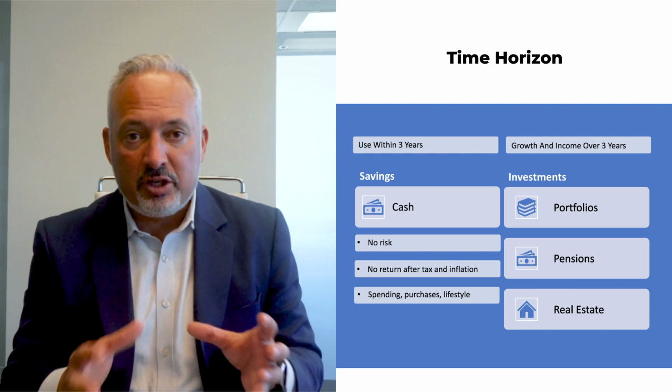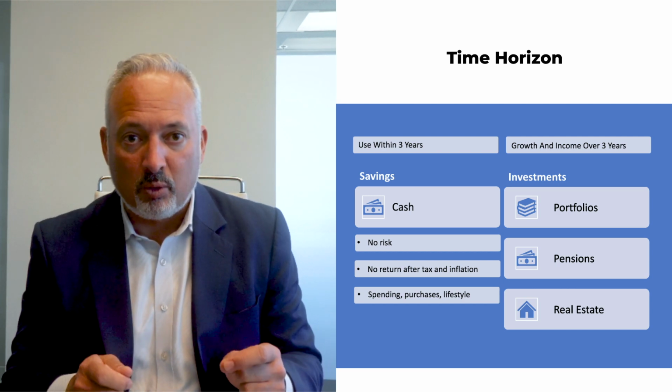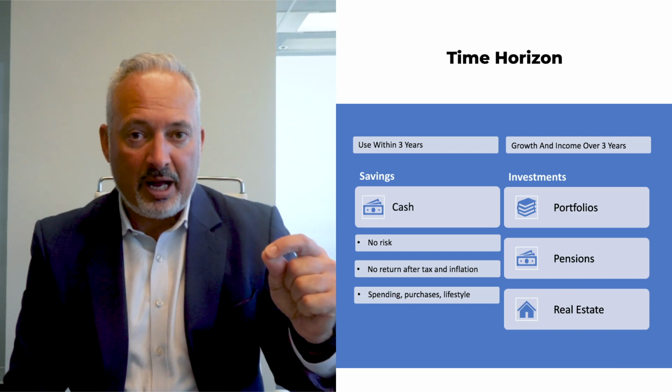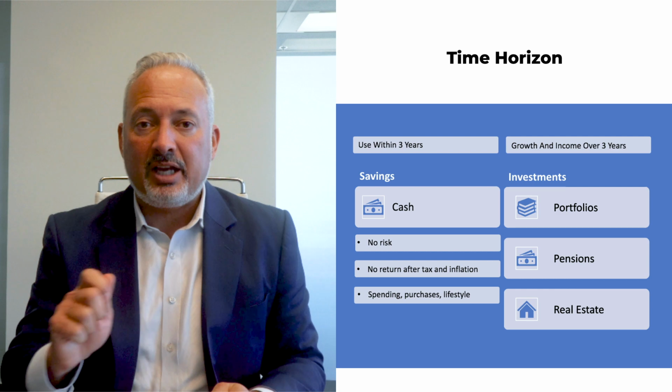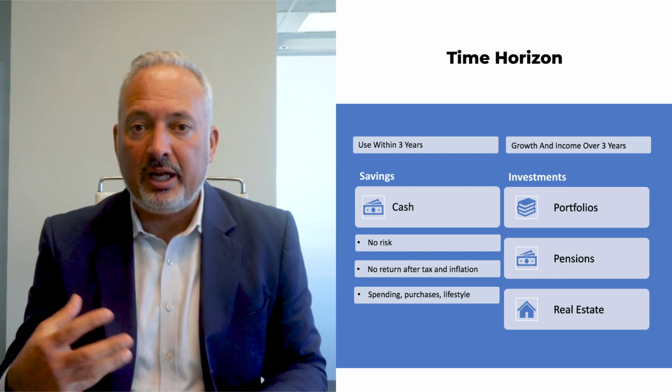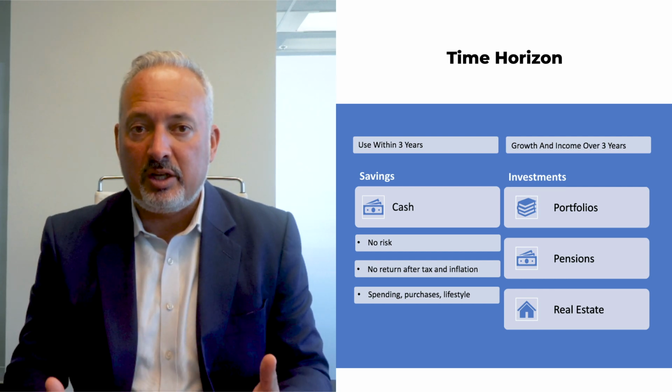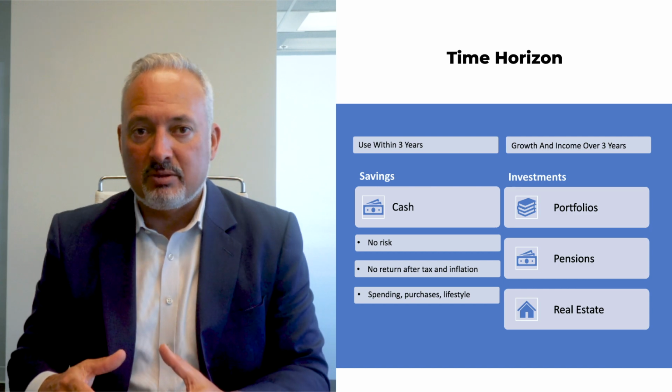So we have to differentiate, first of all, what the dollar is for. So if I need the whole dollar back within the next 3 years, I'm a saver. If I can allocate that capital for growth and income and sustain some variability over time, that's where I'm an investor.